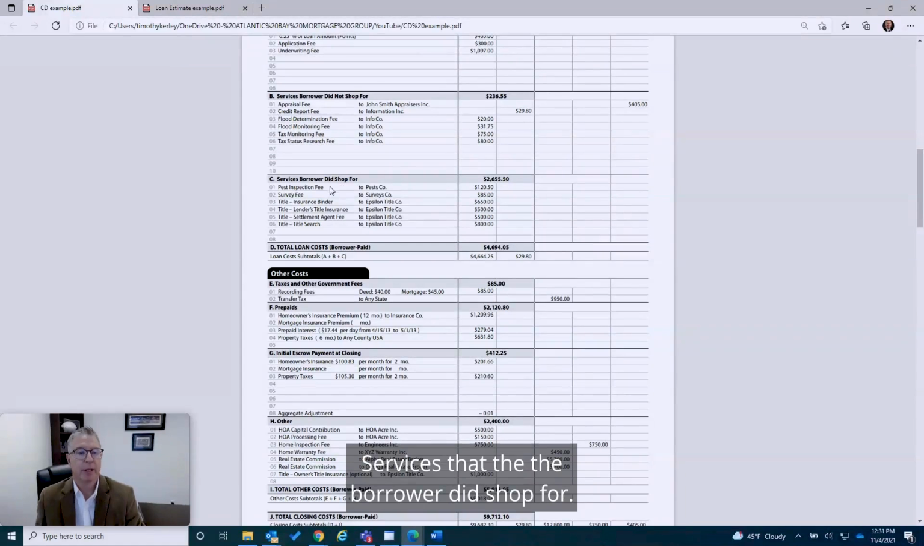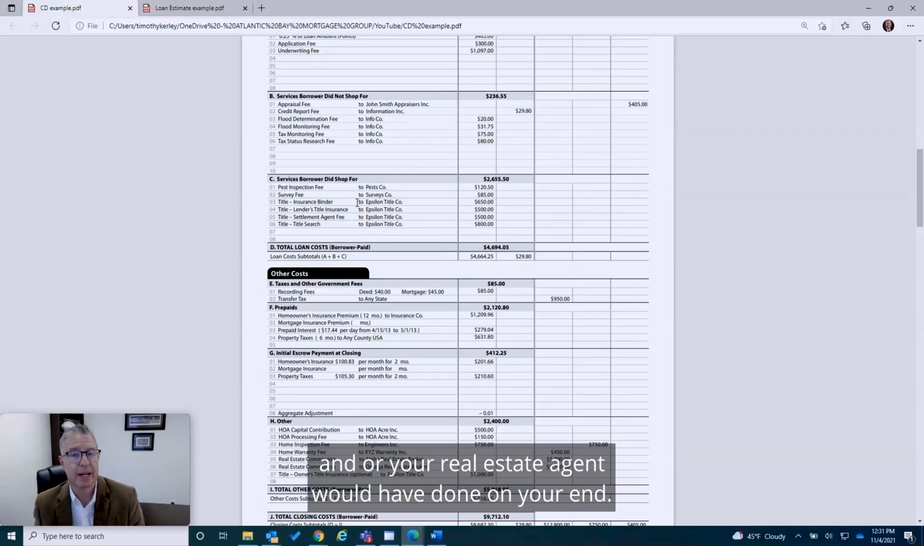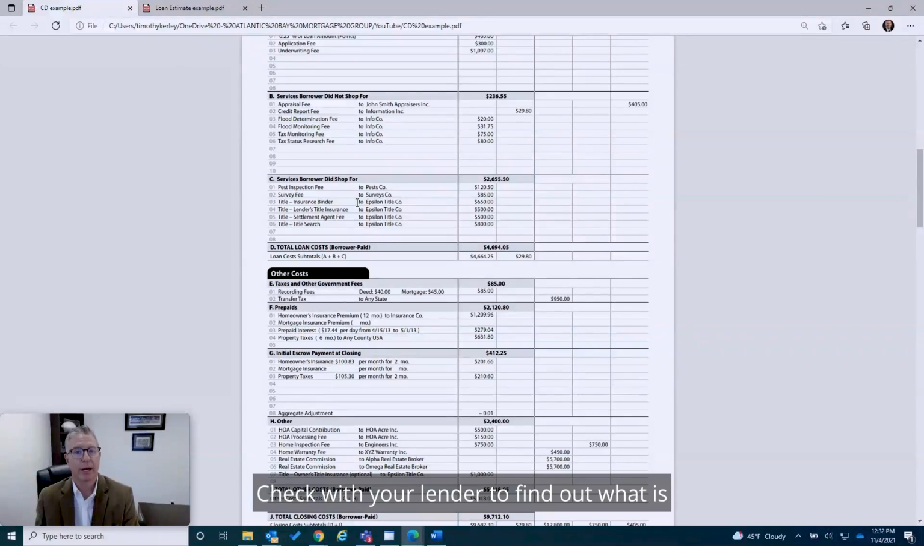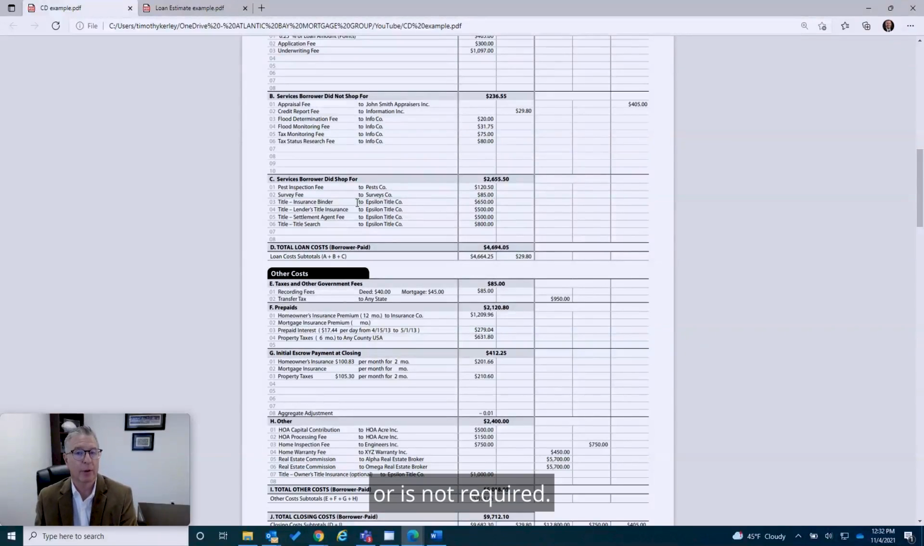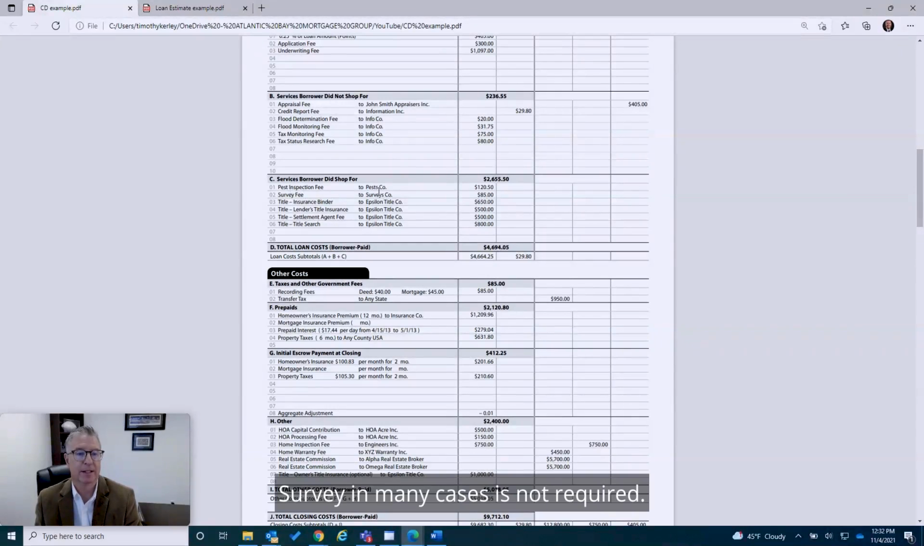Services that the borrower did shop for. So this would be stuff that you and or your real estate agent would have done on your end. Much of this stuff is optional. It's not necessarily required for the loan. Check with your lender to find out what is or is not required. But most of this stuff would not necessarily be. The pest inspection in many cases is not required. Survey in many cases is not required.